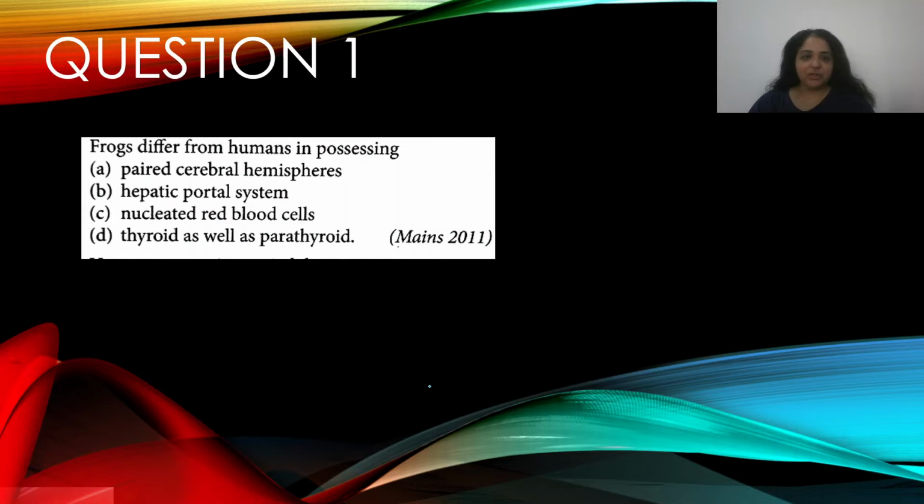Question number 1. Frogs differ from humans in possessing, and this appeared in mains 2011. A. Paired cerebral hemispheres. B. Hepatic portal system. C. Nucleated red blood cells. D. Thyroid as well as parathyroid. Frogs differ from humans, and I think we discussed this in part 4 also, in possessing nucleated RBCs. A, B and D are there both in frogs and humans, but frogs have nucleated red blood cells. So the answer is C.